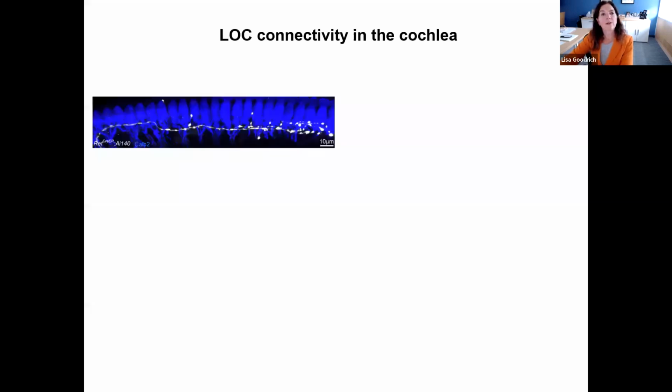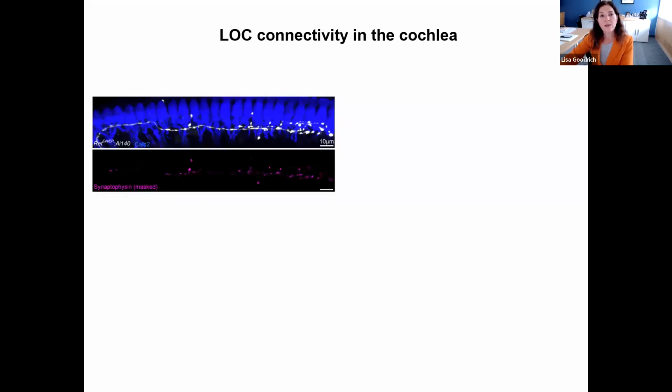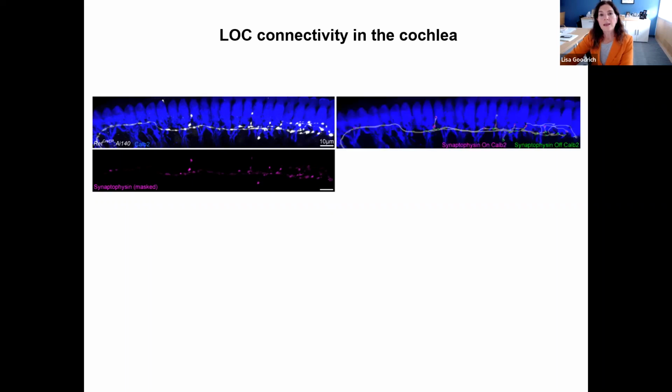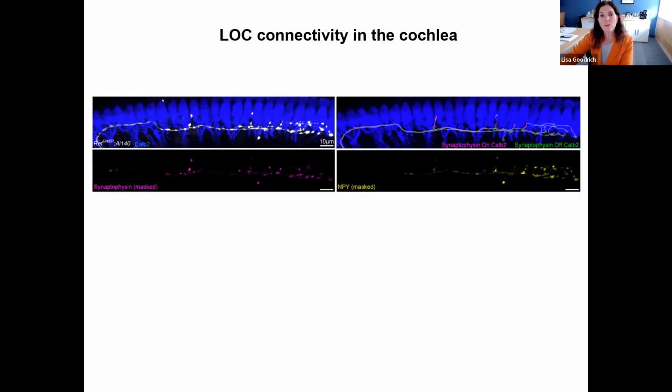And so what Austin can do is, again, reconstruct individual LOCs, use that as a mask to separate out those synaptophysin positive puncta that are in this LOC, and then reconstruct that and assign for each of those synaptophysin puncta whether that is touching a CALB2 positive SGN process or is touching something that does not express calretinin, which we would infer is probably a type 1C. Okay, all of them are amongst the spiral ganglion neuron terminals.